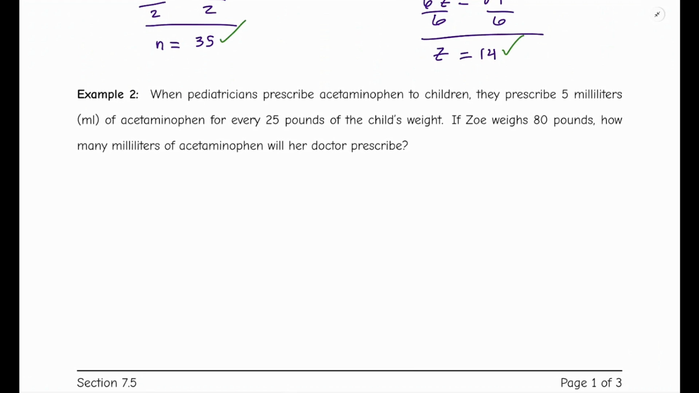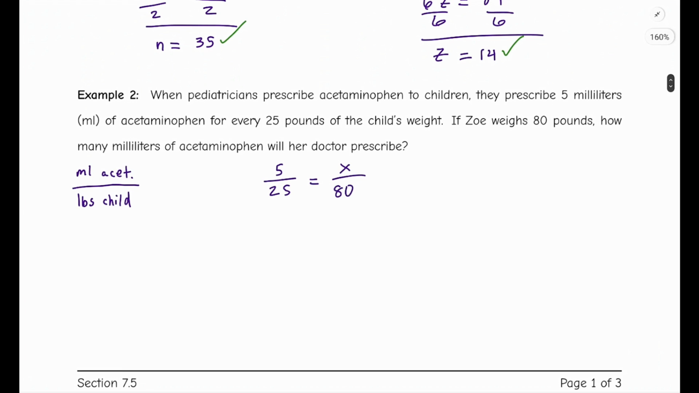So when doing these ratio type problems, you have to determine how you're going to set up your ratio. Well, I'm going to do milliliters of acetaminophen to pounds of the child. So we're given the prescription, which is 5 over 25, and then I want to know how much to give, so x over, and then Zoe weighs 80 pounds, so 80.